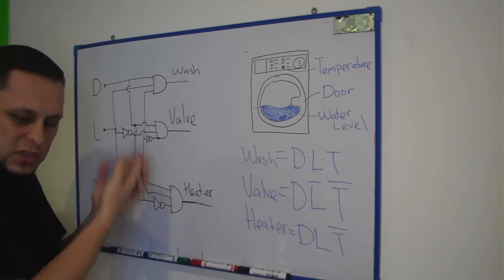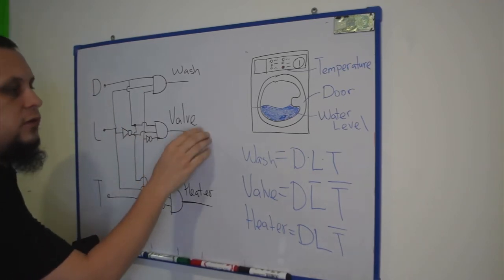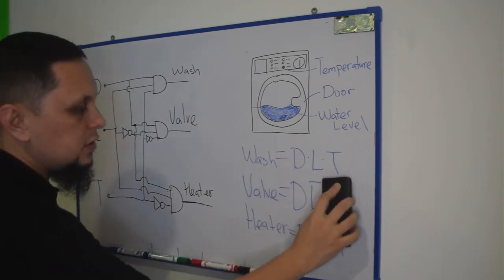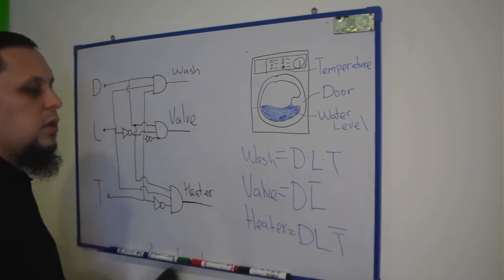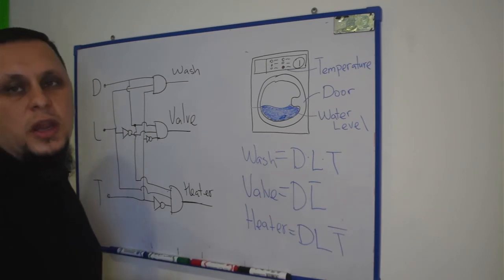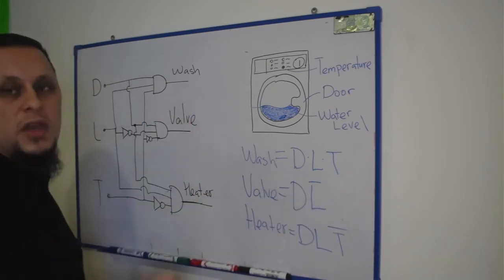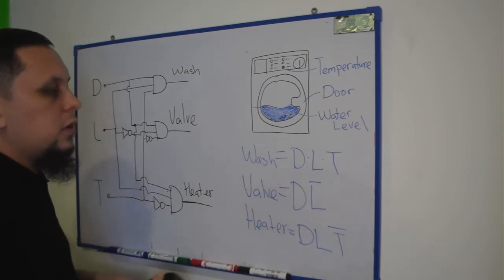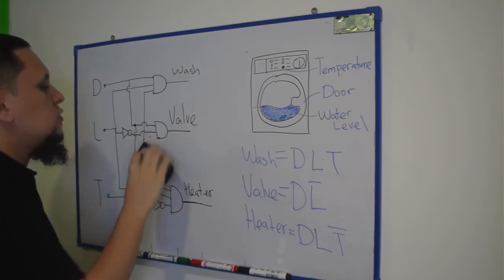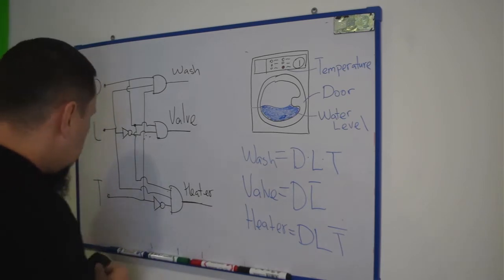Actually, you can even simplify it more. For example, here we can ignore the value of T, right? For the valve to turn on, we don't actually rely on the value of T. If you erase this and just consider D and L complement, that will be sufficient, because the water temperature doesn't matter right now since the water is empty. L is still low, meaning we don't have enough water. So in this case, we can ignore the temperature and just use this AND gate with 2 inputs. That is okay.